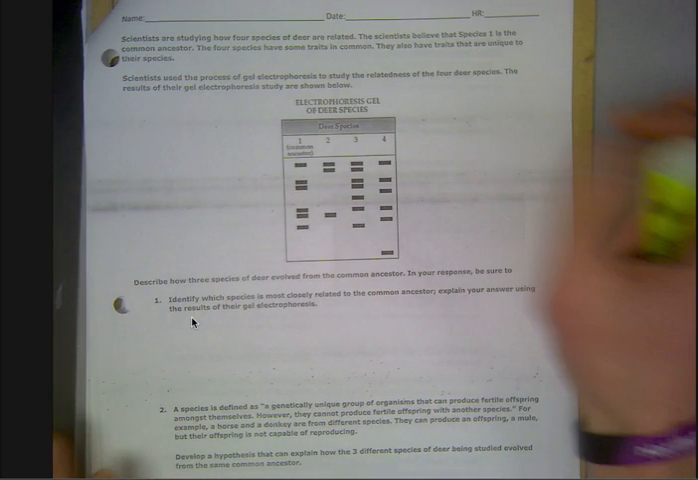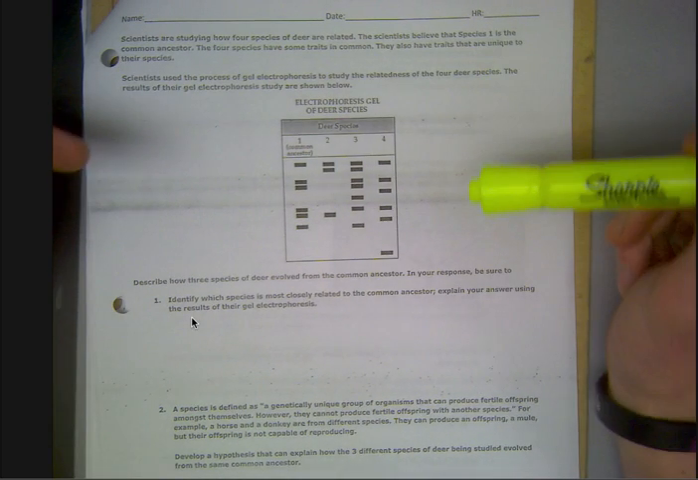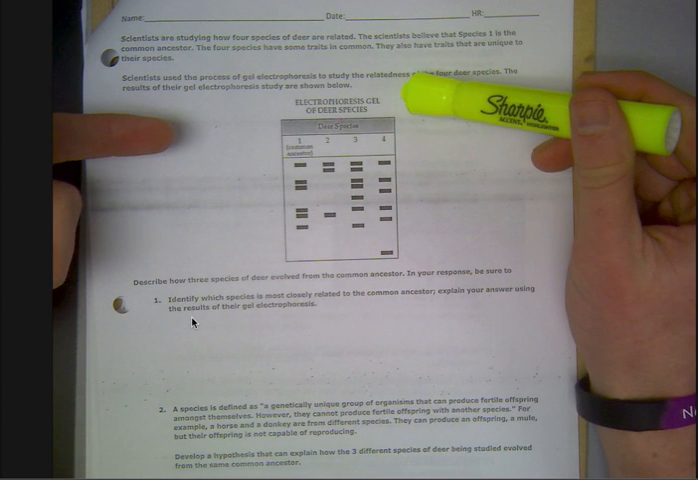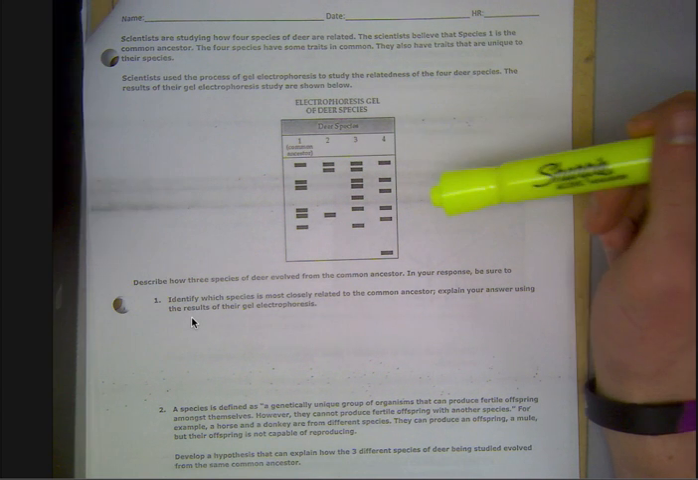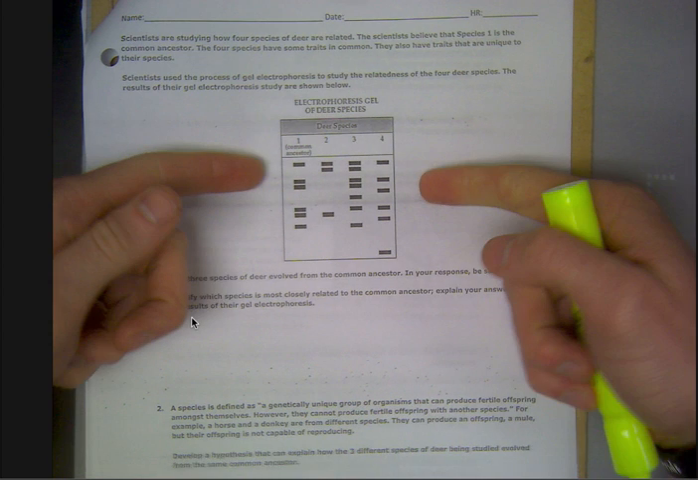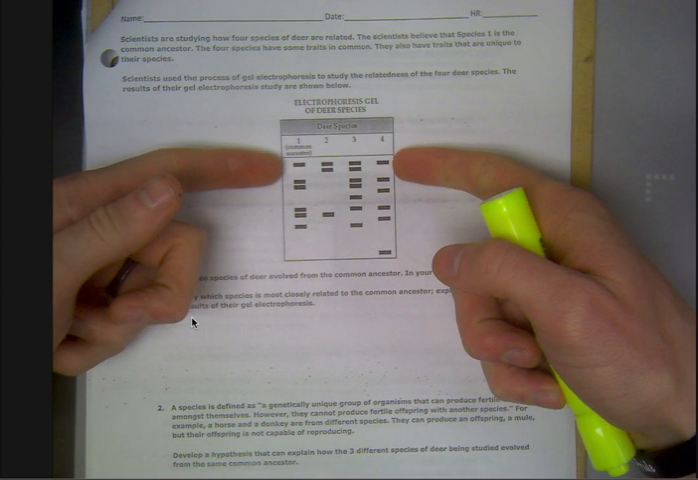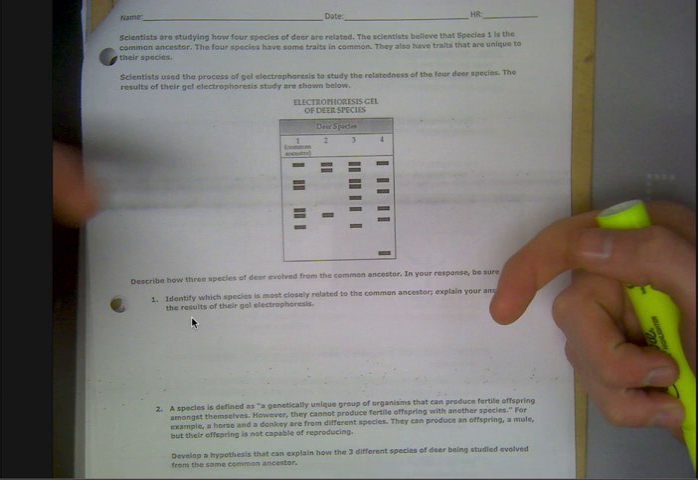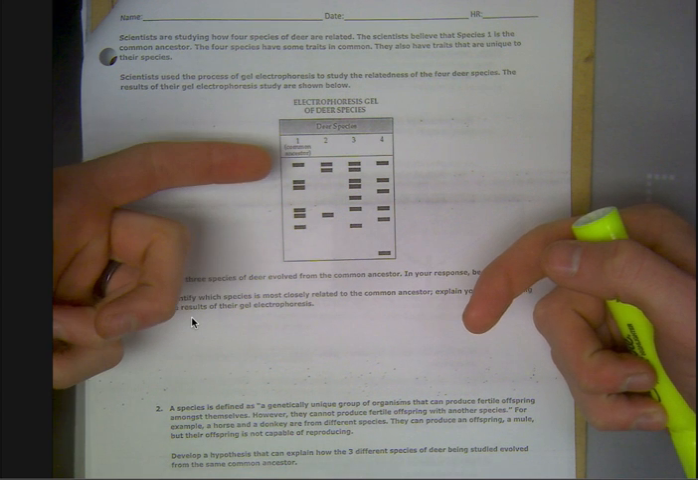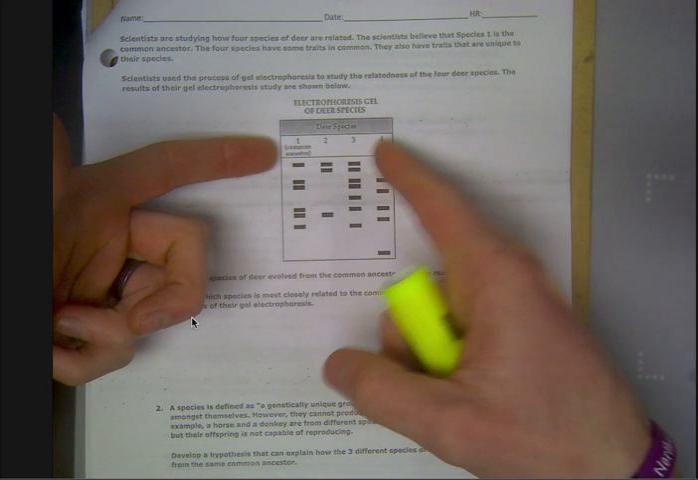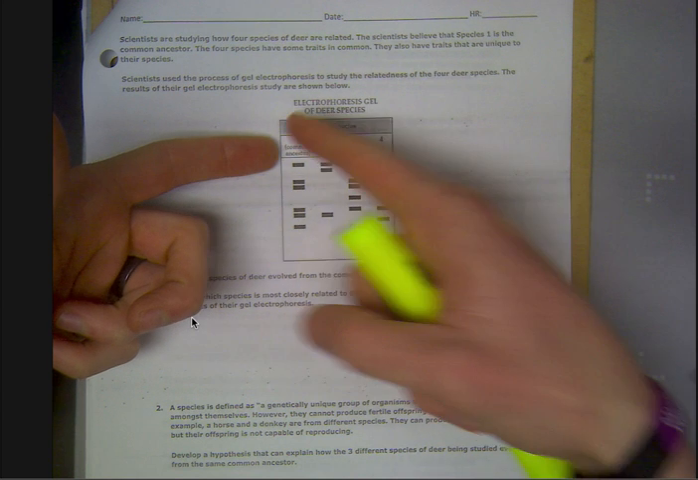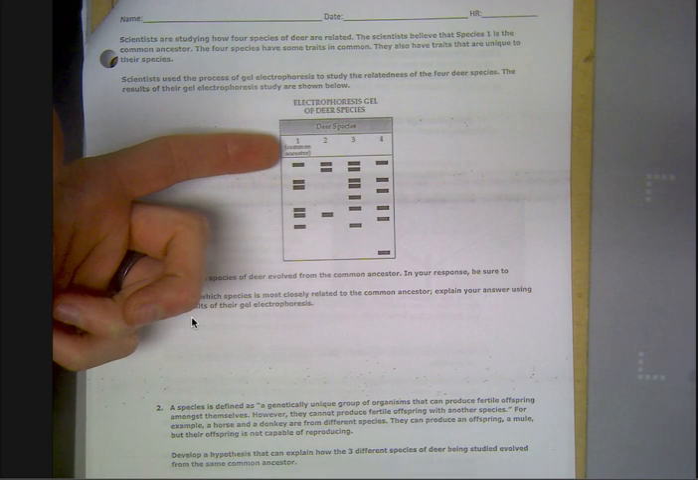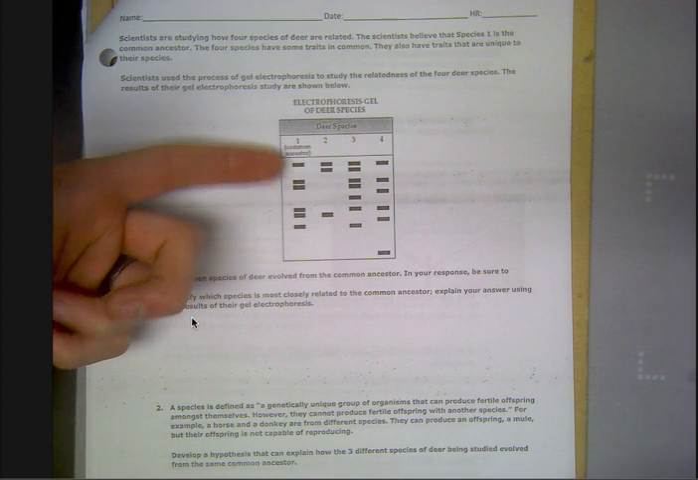The next step is going to be actually analyzing an electrophoresis gel of deer species. So here's the gel, and you can see that the DNA segments are all separated out. You're going to analyze those and identify which of these deer species, 2, 3, or 4, is most closely related to species 1. As you might recall from our amino acid station, if you've already been there, those organisms that have the most similarities are going to be the most closely related.